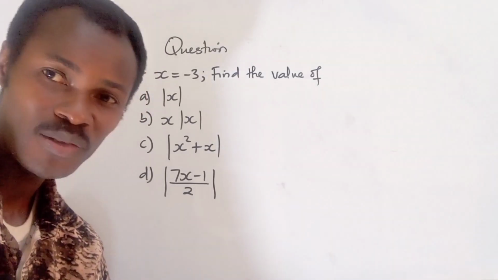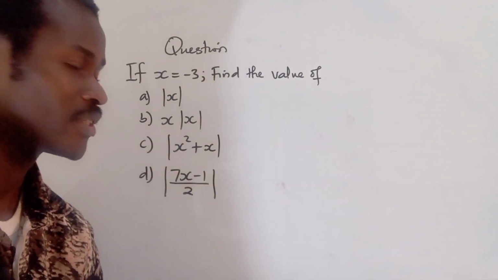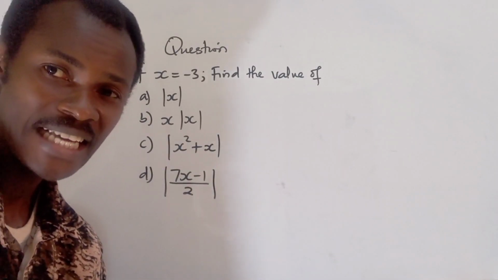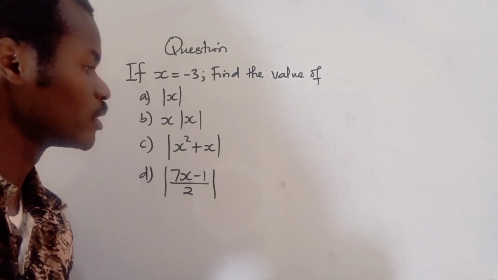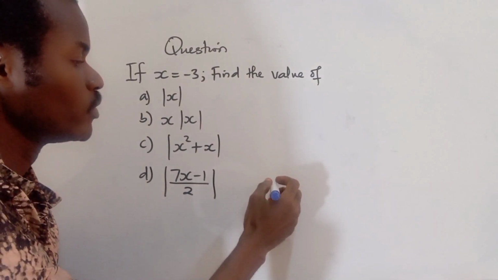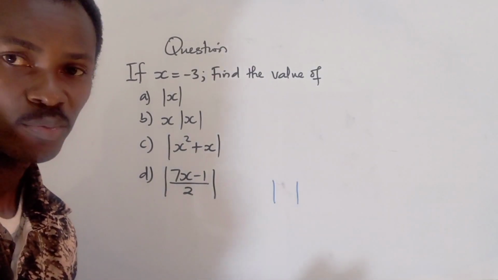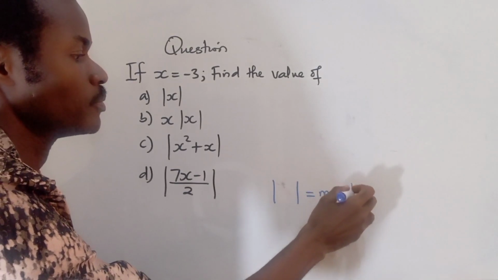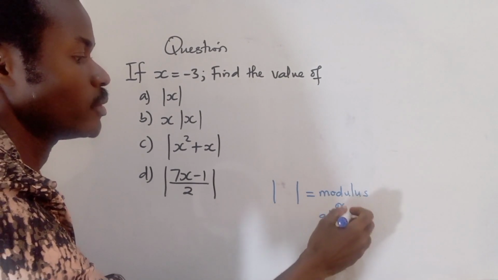Alright, so let's look at today's question. It says if x is equals to minus 3, find the value of A, B, C, and D. Whenever you come across problems like this, when you see these two signs, it is a problem on modulus, or we'll say absolute value.